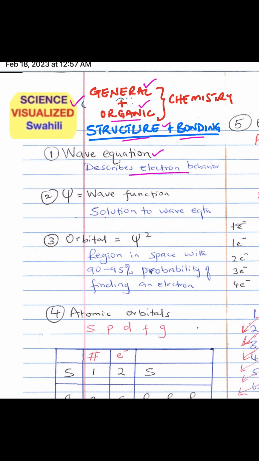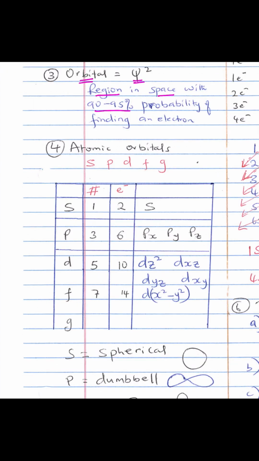The solution to the wave equation is called a wave function. And the square of the wave function is called an orbital, which basically means an area in space which has more than 90% probability of finding an electron. There are various types of atomic orbitals. We start with s orbital, then p, d, f, and g.